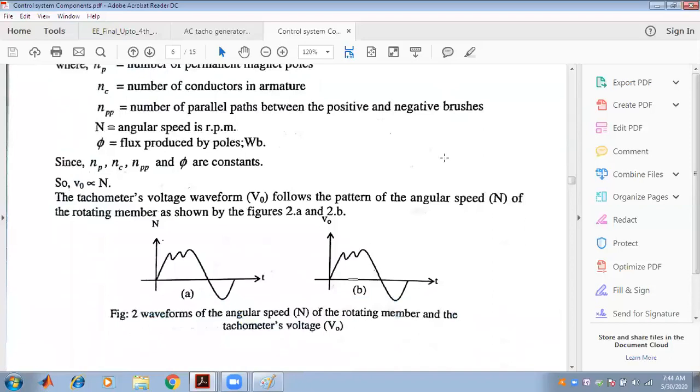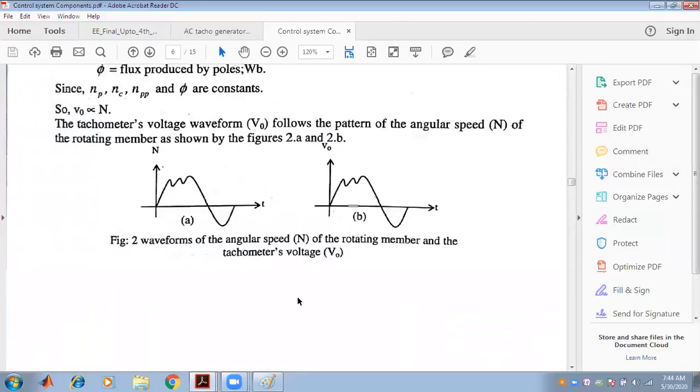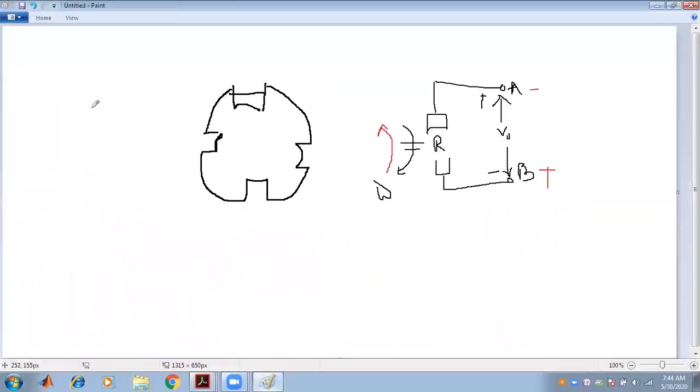So if I draw the tachometer's voltage waveform, V0 follows the pattern of the angular speed N of the rotating member, as shown in figures 2.1 and 2.3. So we are dealing with an output voltage. If I compare it with the voltage that is generated in a DC machine, the generated voltage is V = phi N Z / 60A.